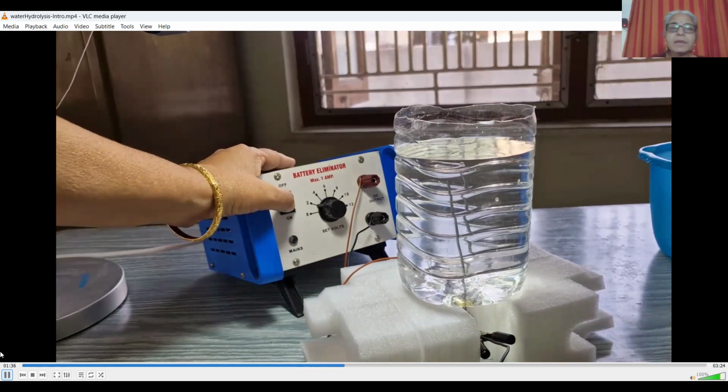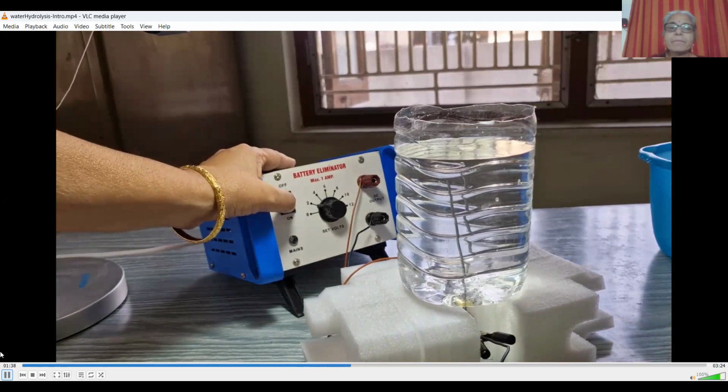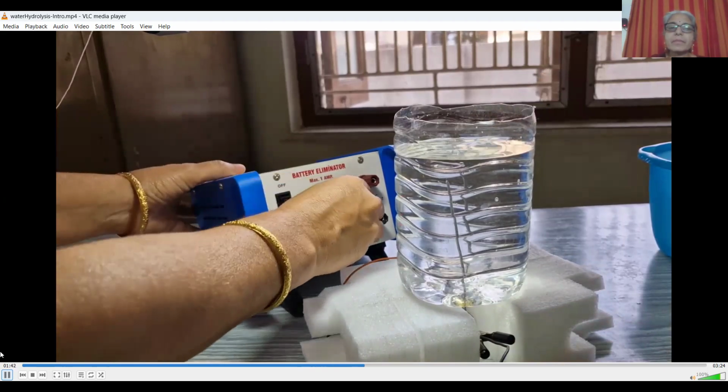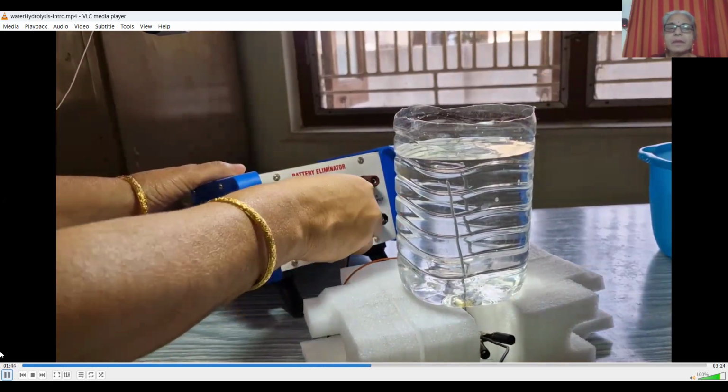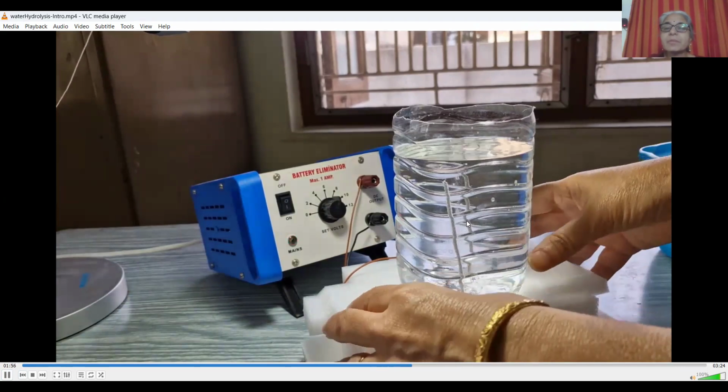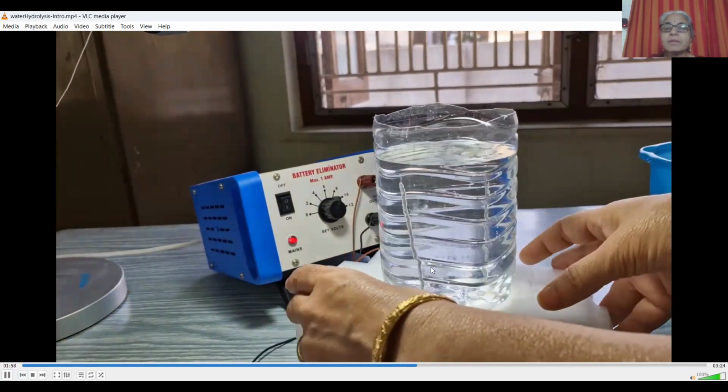Now I have switched on the current. And I'm using 8 volts of voltage. So now you can see as soon as the current passes between the electrodes, you can see some bubbles of gas forming in the water.